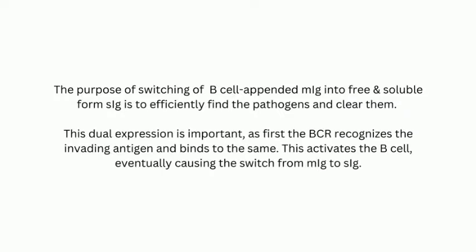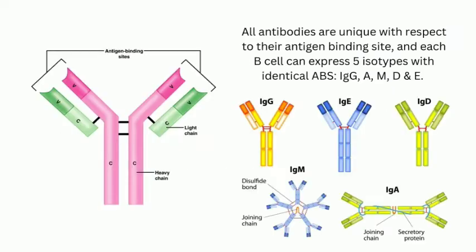This dual expression is very important, as first the BCR recognizes the invading antigen and binds to the same. This activates the B cell, eventually causing the switch from MIG to SIG. All antibodies are unique with respect to their antigen binding site, and each B cell can express 5 isotypes with identical ABS, that is IgG, A, M, D, and IgE.